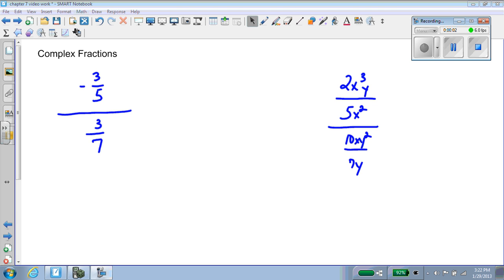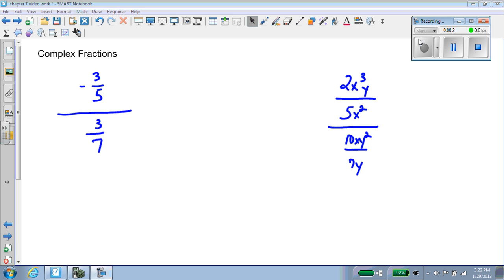Today we're going to talk about complex fractions. And for us, that's going to mean fractional numerators and fractional denominators. It could also mean decimal numerators and decimal denominators. But since we're dealing with rational expressions, we're going to see a lot of fractions.